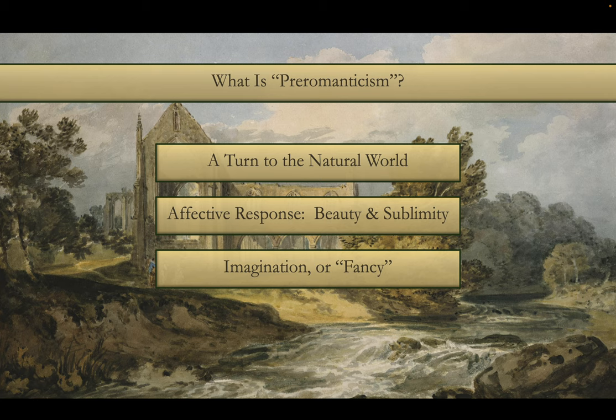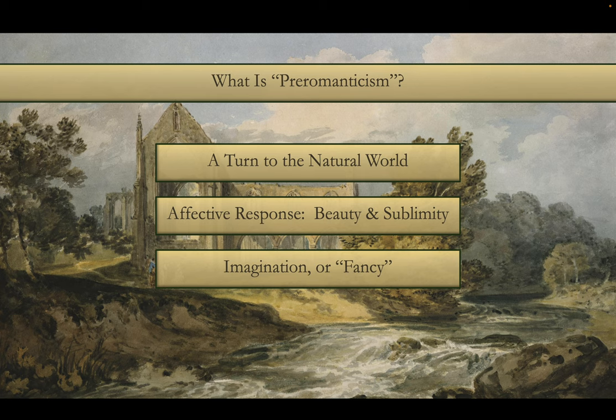So, for example, when Gray is looking at the grounds of Eton College, his view is at once enlivened by his childhood memories, his memories of playing and running with his friends, but it's also affected by his depressed state of mind after the death of his school friend, Richard West.